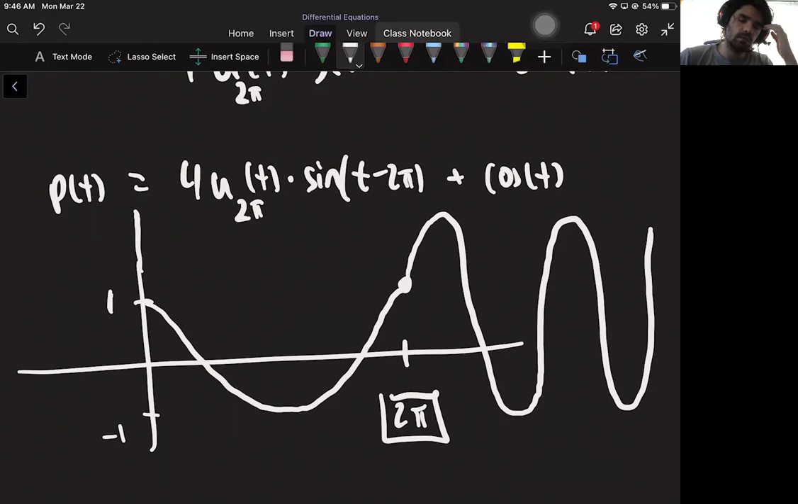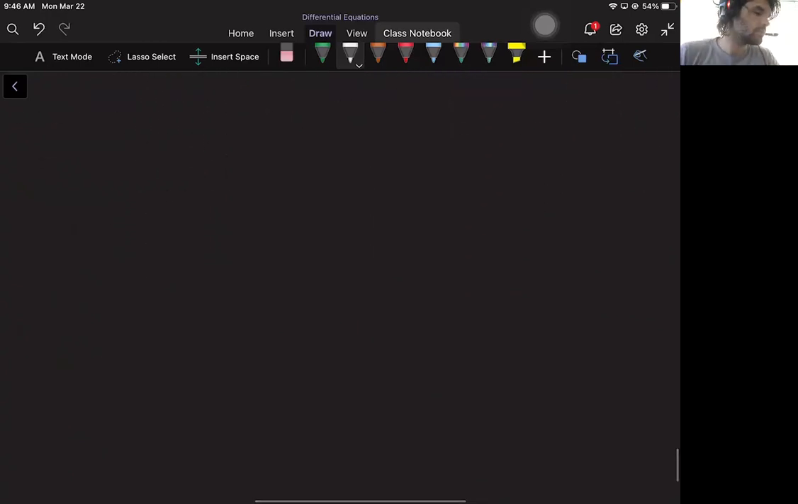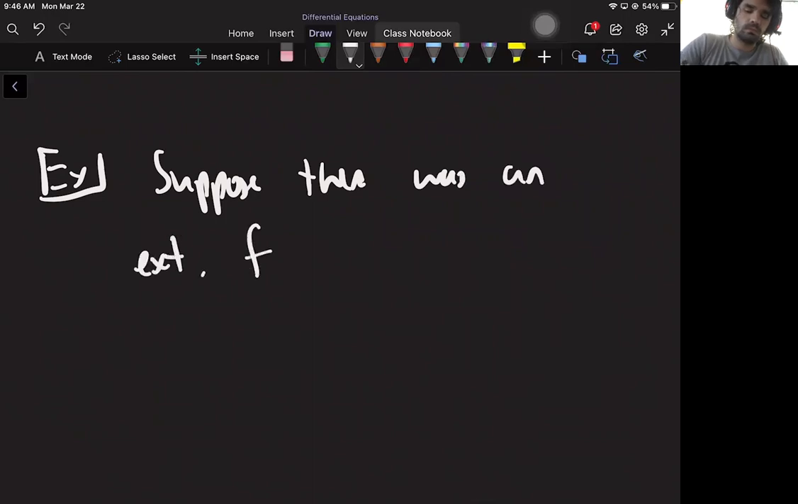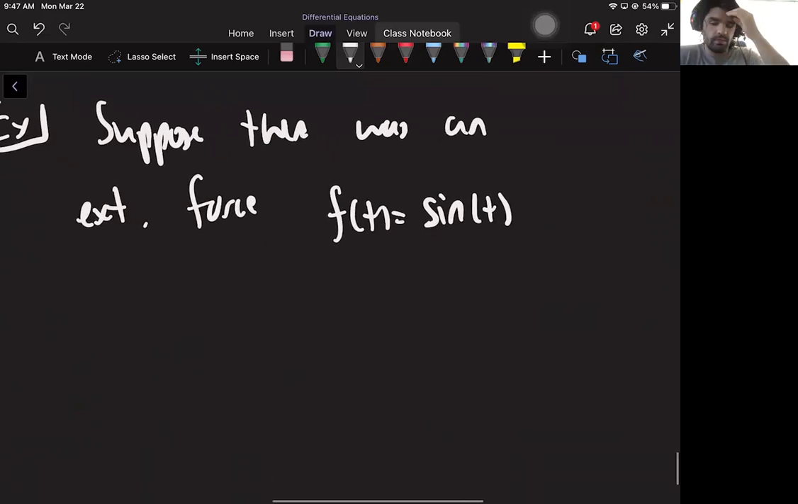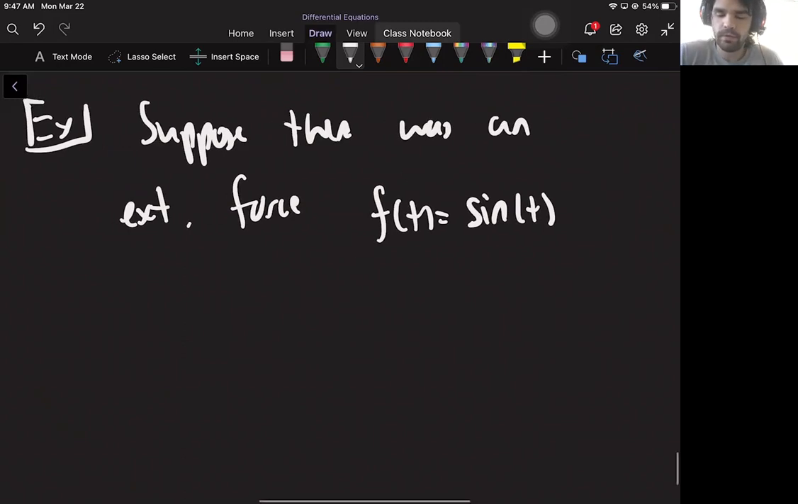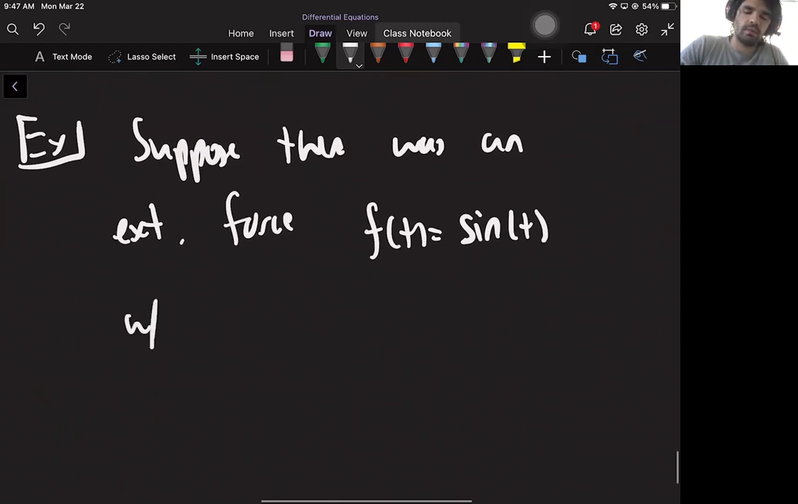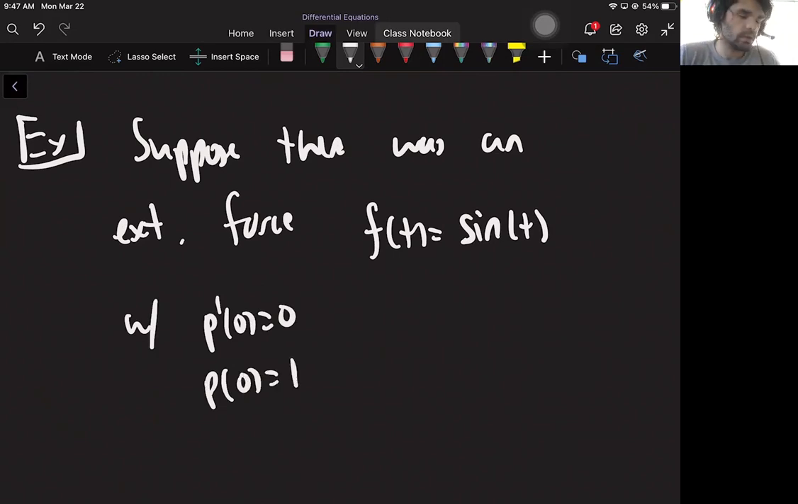Okay, so let's just keep playing around with this example and changing little things one at a time, just to see what happens. So this time, let's suppose there already was an external force before you hit it with the hammer. So I'll just do a nice simple one. How about sine of t? So it was already being shaken up and down by this external force of sine of t. And then after 2 pi, you did the same thing. And we're still going to have the same initial conditions as before. Okay, so we don't want to change too much at a time.